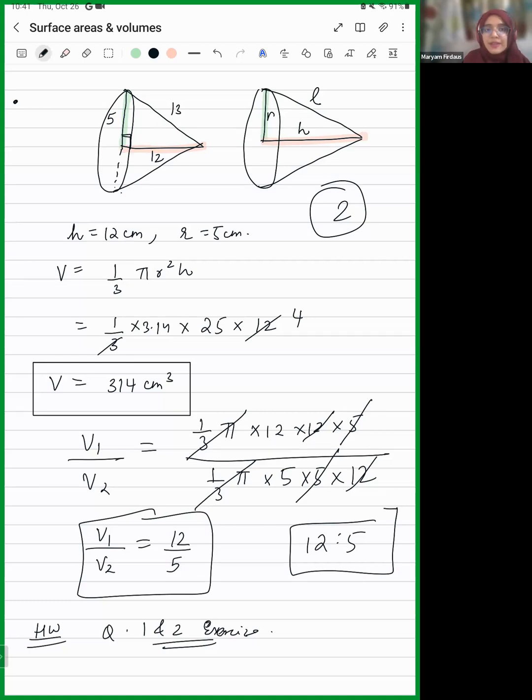Yes, Abdul Jabbar, do you have a doubt? No, ma'am. Ma'am, these are the homeworks, right? Yeah. Question number 1 and 2. Ma'am, which exercise number? I don't know according to your version of the textbook what it is, but let me just share the screen.